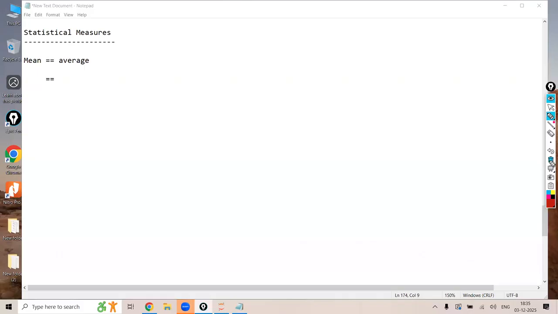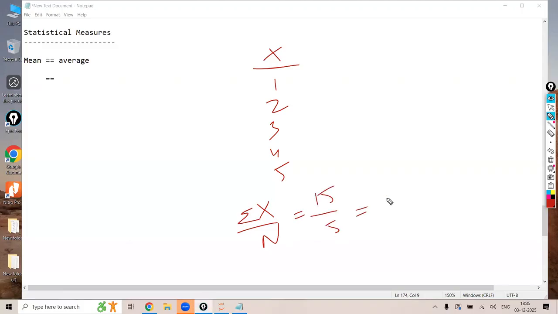For example, you have the column named X with values 1, 2, 3, 4, 5. For this particular column, you have to calculate the mean. What is the formula? Sigma of X divided by N. Sigma X means the total. The total is 15. 15 divided by 5 is 3. That is the mean value.